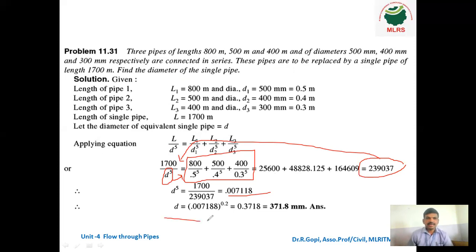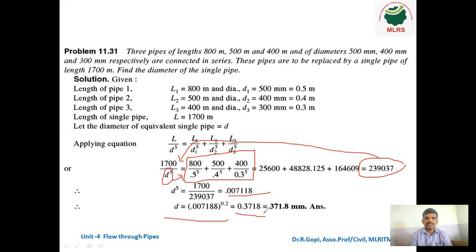So from this, diameter D is equal to 0.3718. This D power 5 comes to this side, meaning power 0.2. The answer is 0.3718 meter, since they gave the values in terms of meter. But diameter we always tell in terms of mm, not in meter.